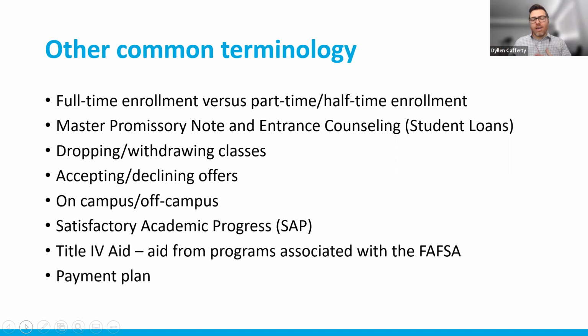On campus versus off campus, sorry. Satisfactory academic progress. Nick's going to dive into the SAP in just a second. If you see anything that's relative to Title IV aid, that's usually aid that's provided by the FAFSA or programs associated with the FAFSA. So just be aware that that's aid from the FAFSA. And then payment plan, because the student can set up a payment plan to pay off any extra costs that they need to attend their college. So I'm going to turn the time over to Nick to provide some more detailed information.